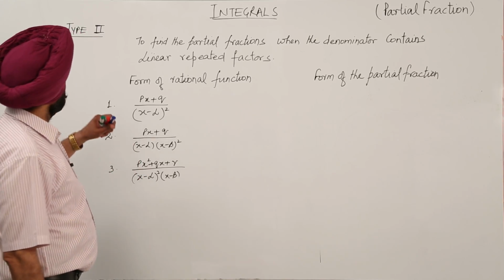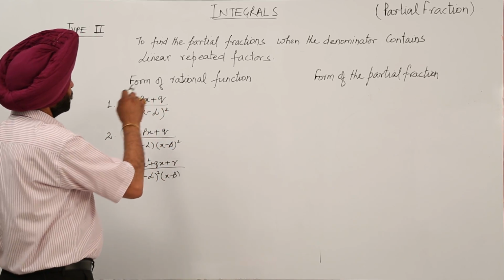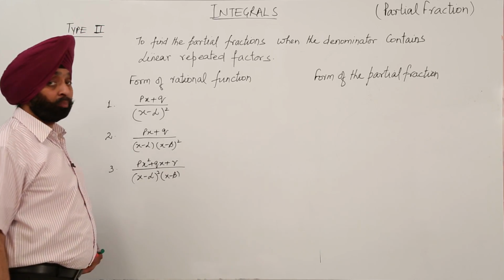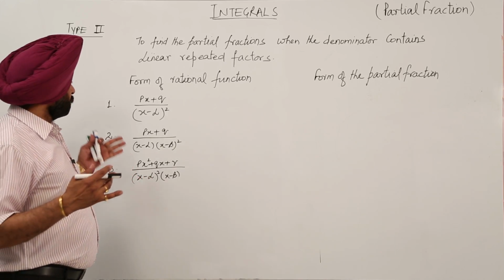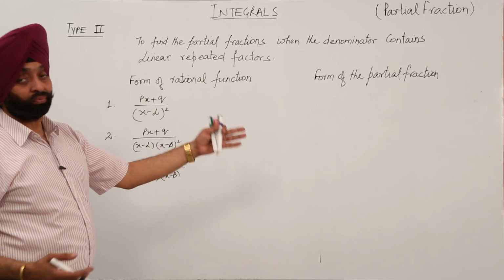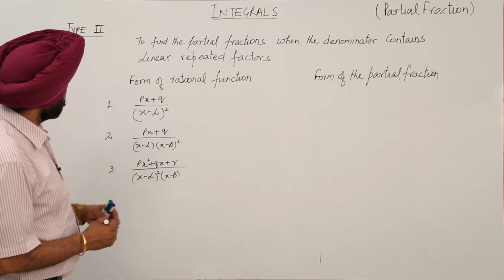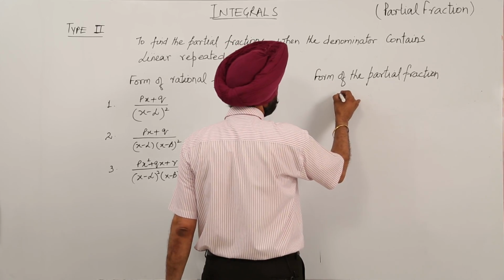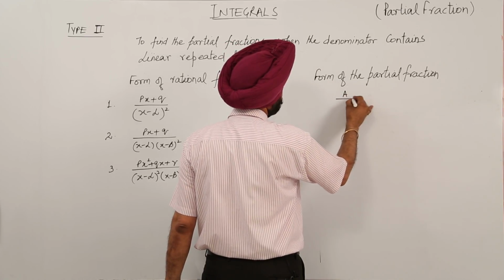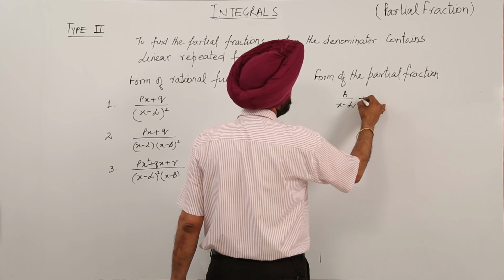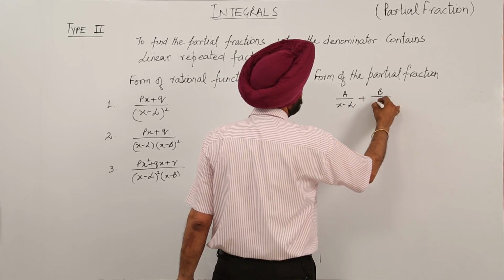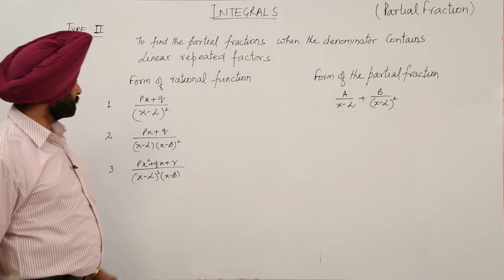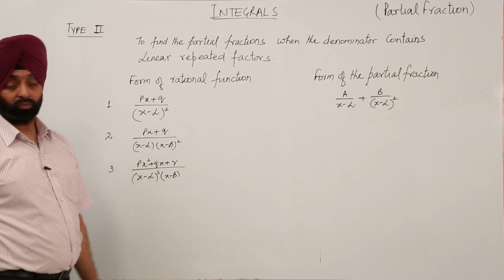Type 2 now. In type 2, what is it? To find the partial fraction when the denominator contains linear repeated factors. Then for the rational function, what is the form of the partial fraction? It is (px + q) upon (x - alpha) whole square. So this will become A upon (x - alpha) plus B upon (x - alpha) whole square. Like this. When it is a repeated factor, we have to go for this part.